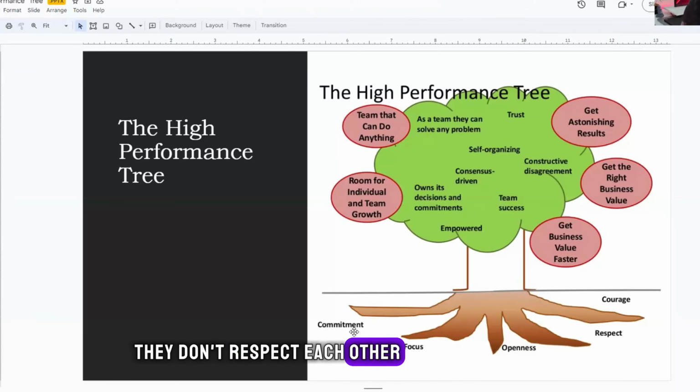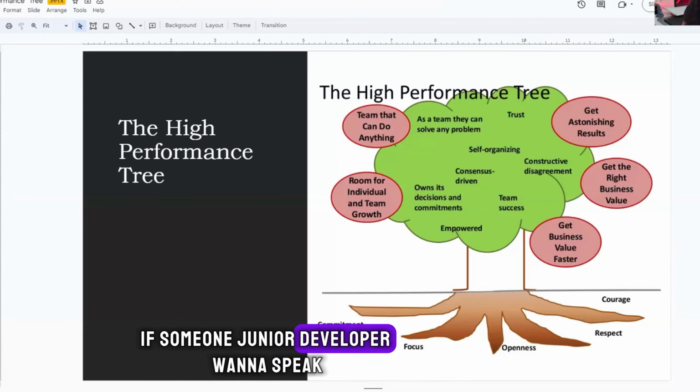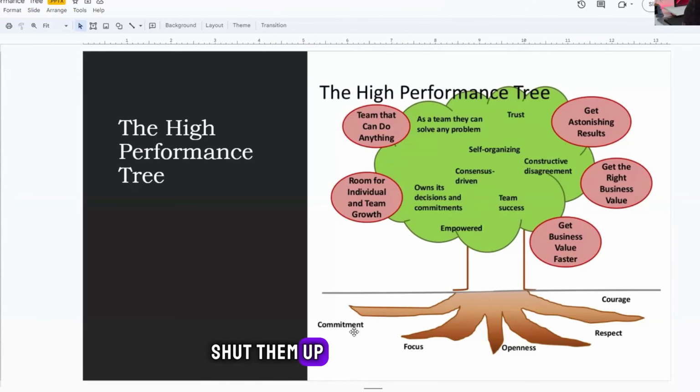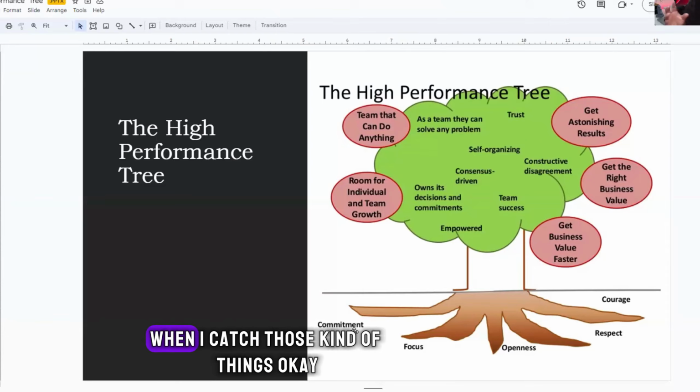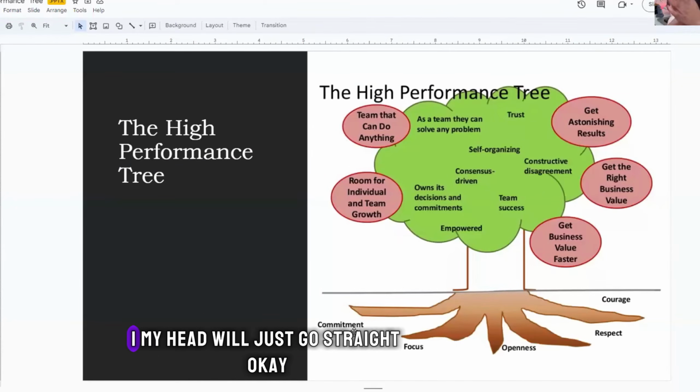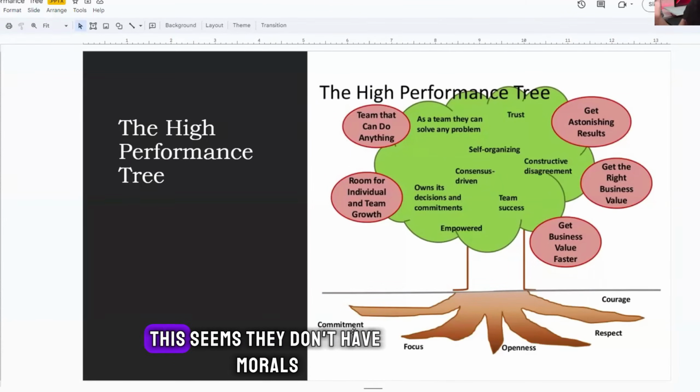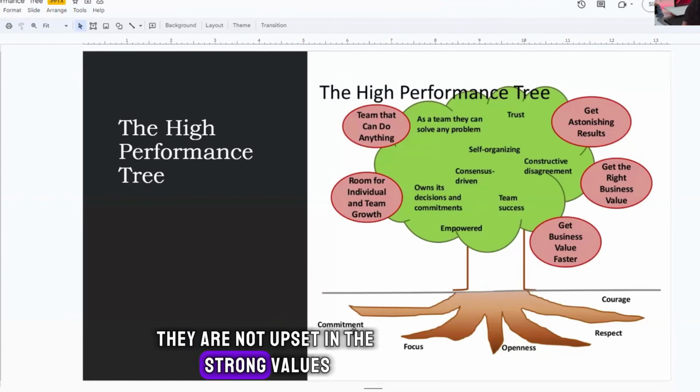They don't respect each other. If a junior developer wants to speak, the senior one shuts them up. When I catch those kinds of things, my head goes straight to: okay, these teams don't have morals. They don't have the Scrum values. They are not rooted in the Scrum values.